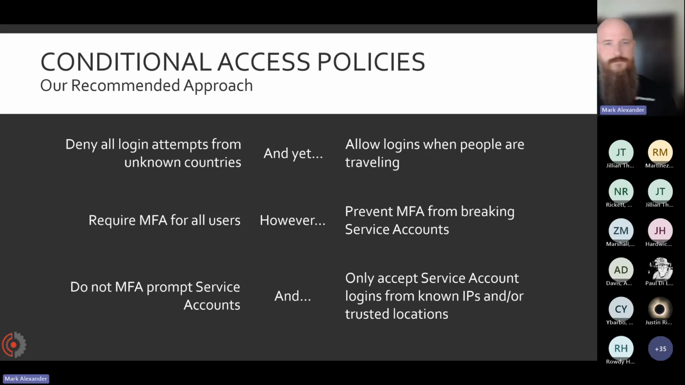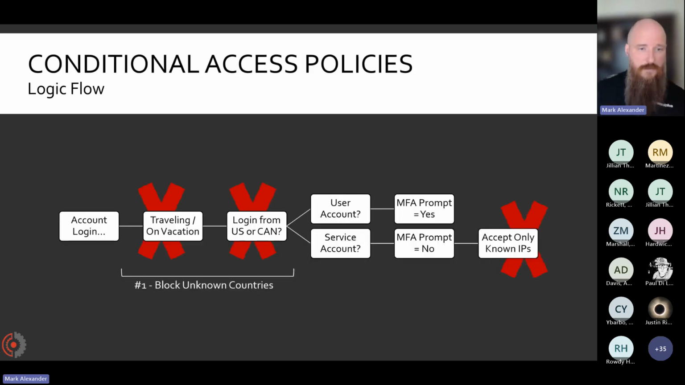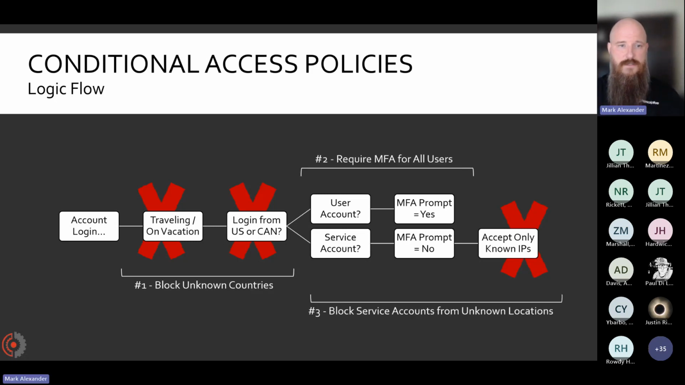So here's a logical flow of what I just talked about, but what we will be doing is actually showing you how to build three different conditional access policies that cover those scenarios, right? Number 1, block unknown countries. 2, require MFA for all users. And 3, block service accounts from unknown locations, right? So let's start with number 1.